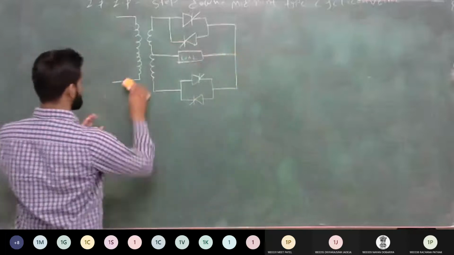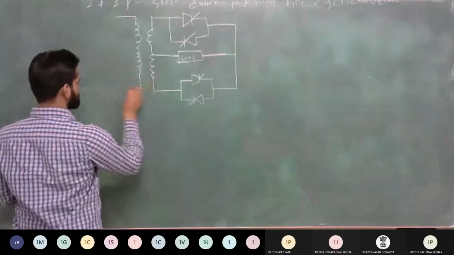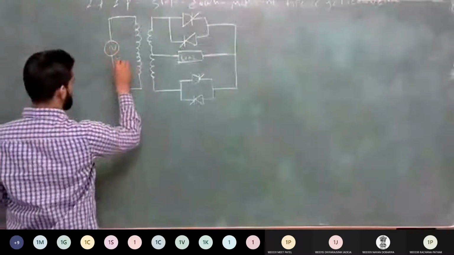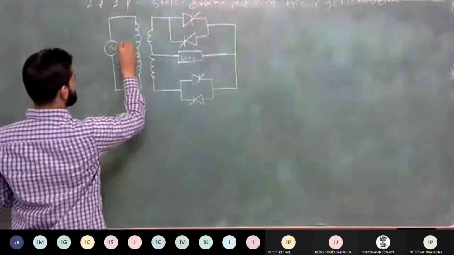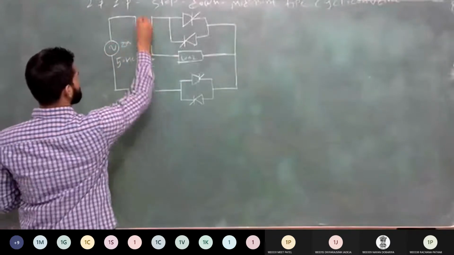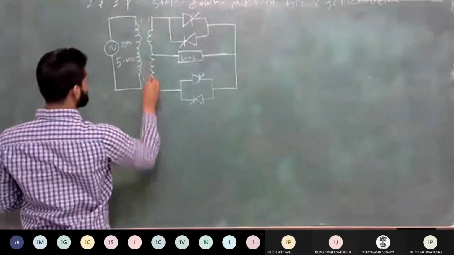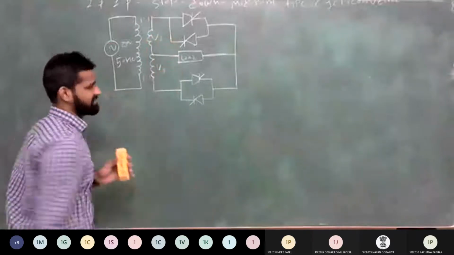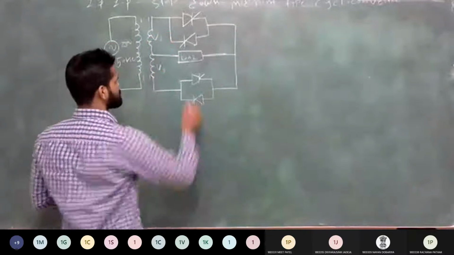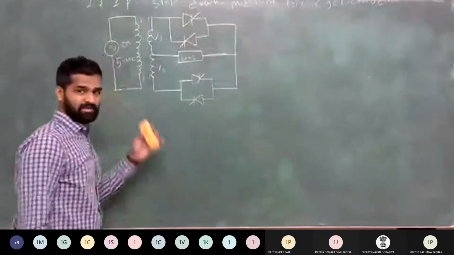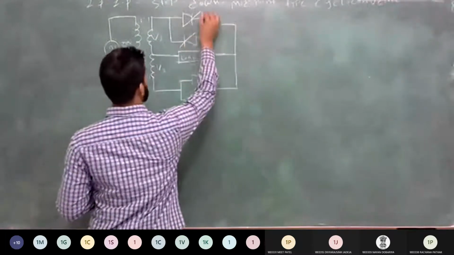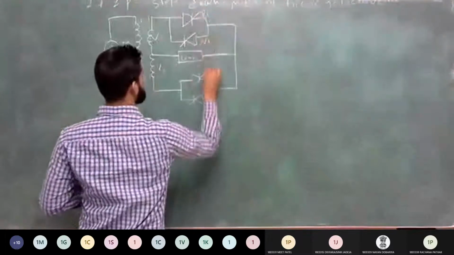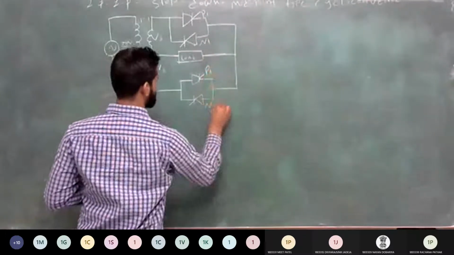Clear? As you can see in the circuit diagram, we have 4 thyristors. This is the supply voltage, normal supply voltage of 50 Hz. Suppose it is 230 volts. It is a 1:1 transformation ratio, so the same supply voltage appears across each secondary. As we named them in the previous lecture, positive and negative group thyristors. This is P1, this is N1, P2, N2.